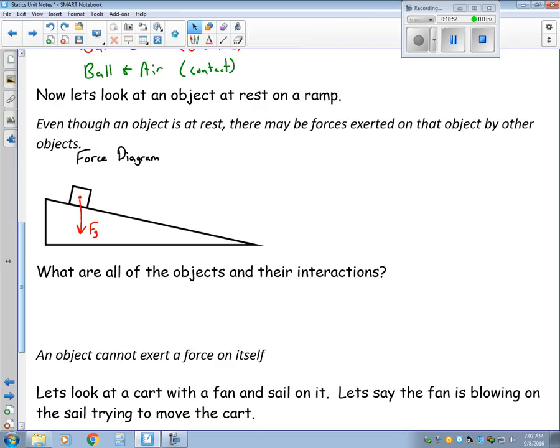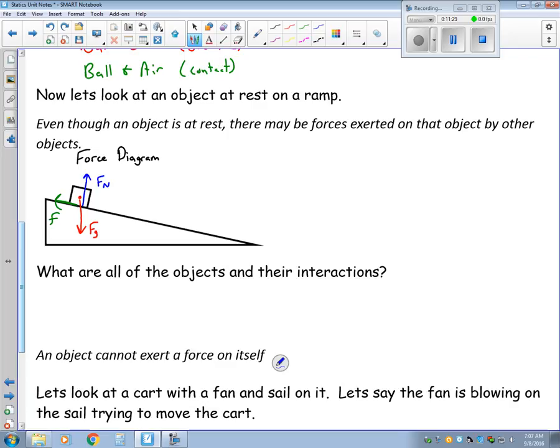Now this box wishes to slide because it's on a ramp, and there's something preventing it from sliding. That something is friction, and the friction is right between the two surfaces. I like to use a script F for friction. This box is pushing down on the ramp, so the ramp must be pushing up on the box. So we call that a normal force. And the normal force is as a result of the floor pushing up on an object.